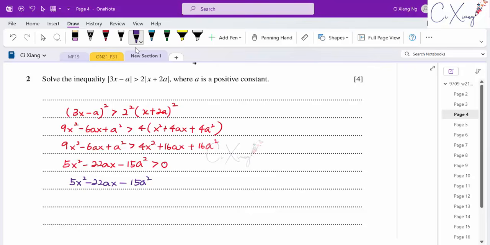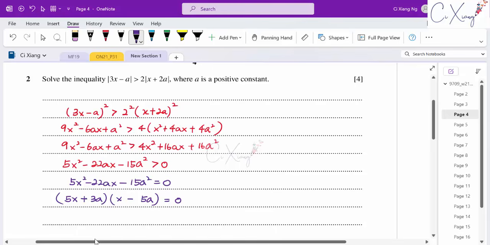so that I can get the value for x. Since this is a quadratic equation, you can try or attempt to factorize it. And this equation can be nicely factorized. I'm having 5a here, then this is 3a. So minus 5a, plus 3a. From here, you have the critical value x. So x equals negative 3a over 5, and then another value is x equals 5a. I will call these the critical values for x.